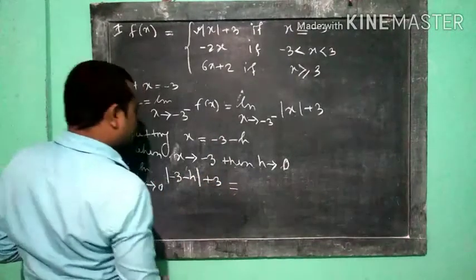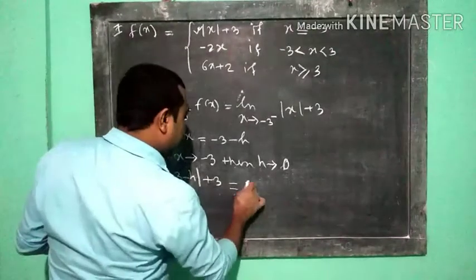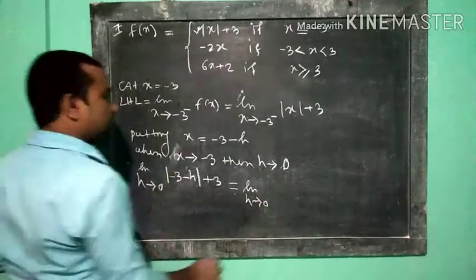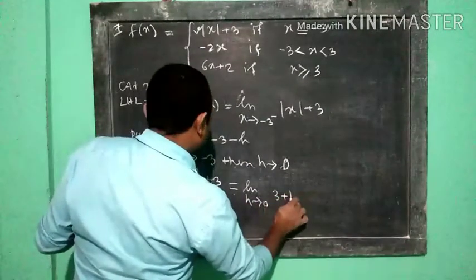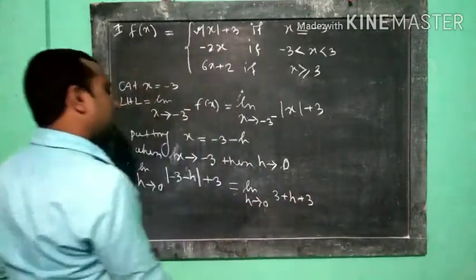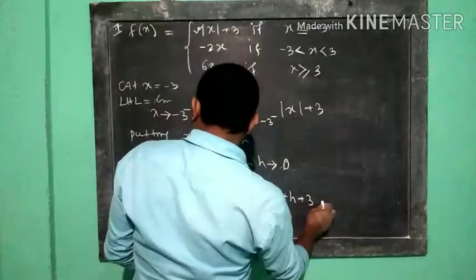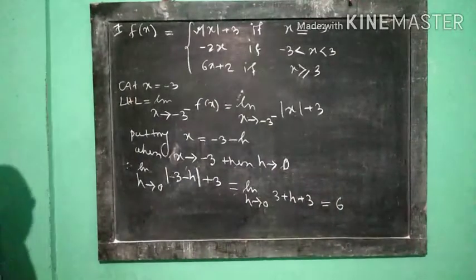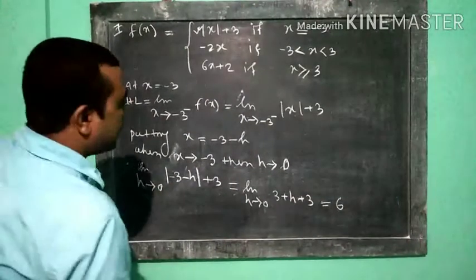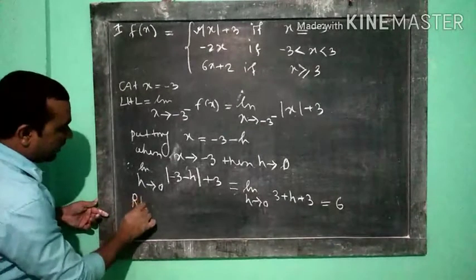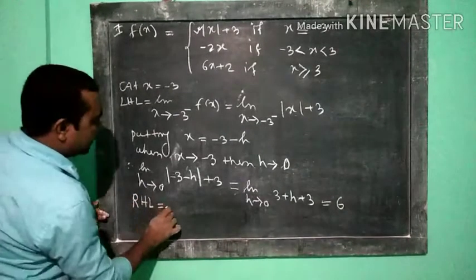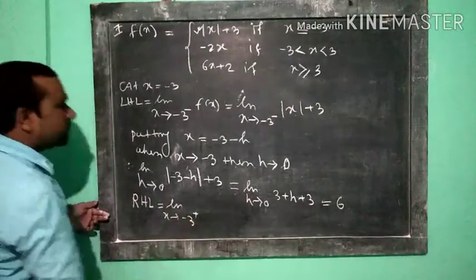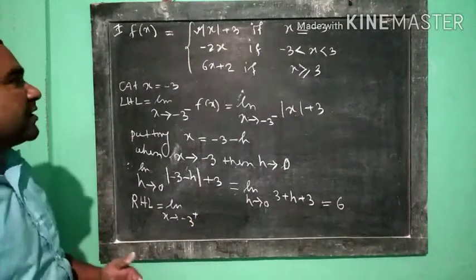This is equal to the limit as h tends to 0 of modulus of 3 plus h plus 3. If we put the value of h, this is equal to 6. So the left hand limit is 6. Now we are going to find the right hand limit. Right hand limit equals the limit as x tends to minus 3 positive, that means minus 3 plus something.